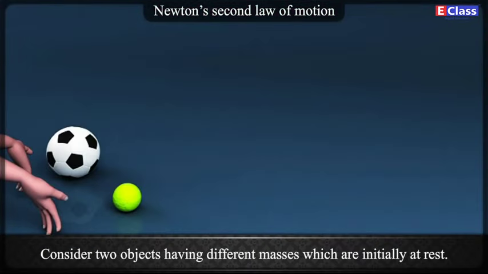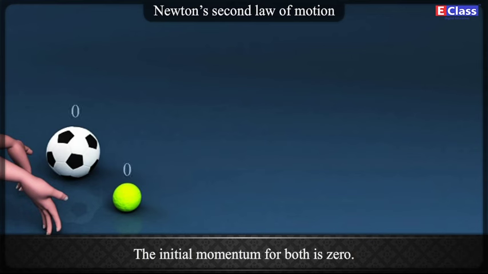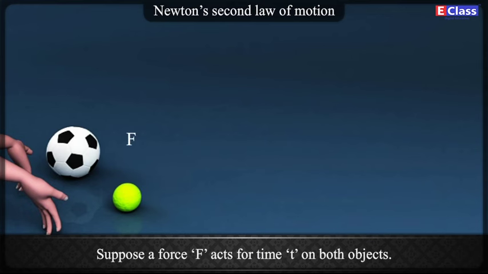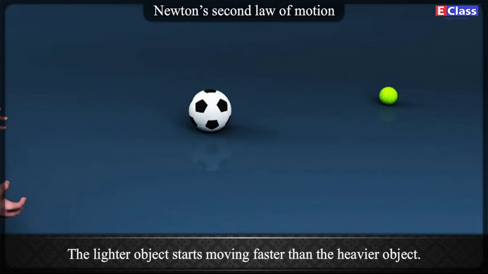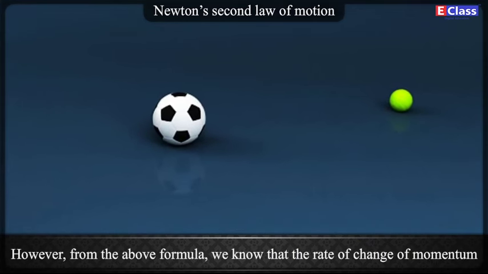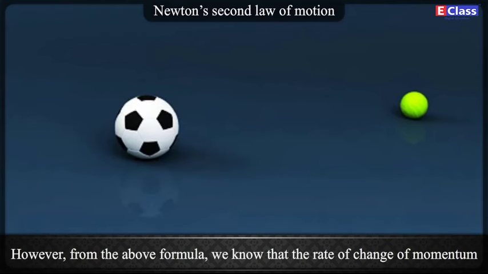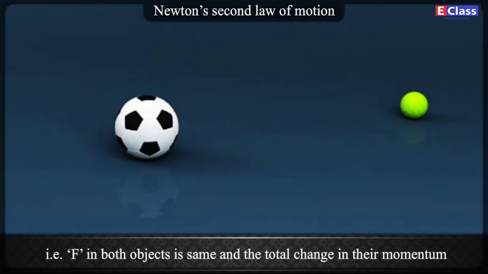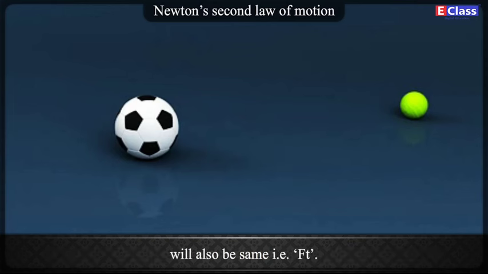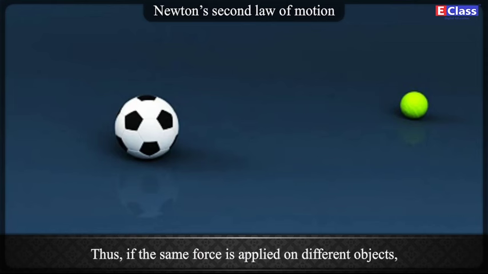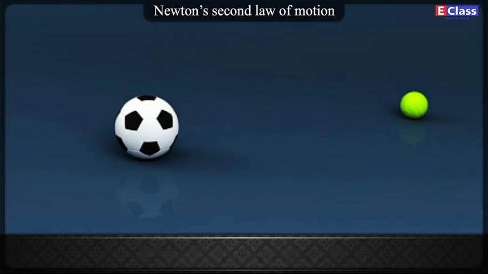Consider two objects having different masses which are initially at rest. The initial momentum for both is 0. Suppose a force F acts for time t on both objects. The lighter object starts moving faster than the heavier object. However, from the above formula, we know that the rate of change of momentum, that is, F, in both objects is the same and the total change in their momentum will also be the same, that is, Ft. Thus, if the same force is applied on different objects, the change in momentum is the same.